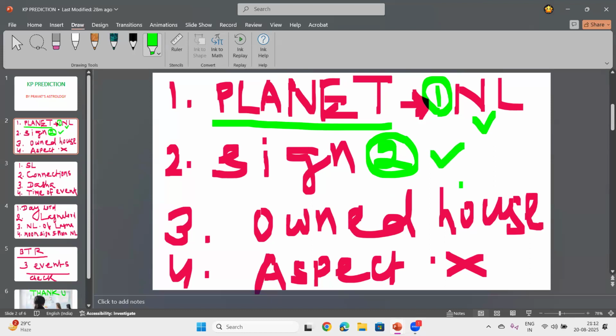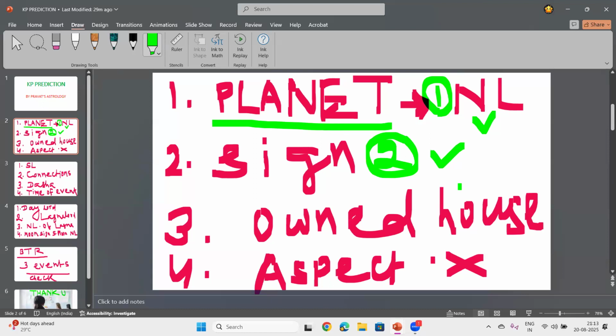Okay? So suppose the Sun has the nakshatra lord Moon and the Sun is sitting in the sign of Venus. Then what result will the Sun prominently give? The Sun will give the result of the Moon first. Whatever result the Moon will try to give, because of its placement, the Sun will give the result of the Moon.